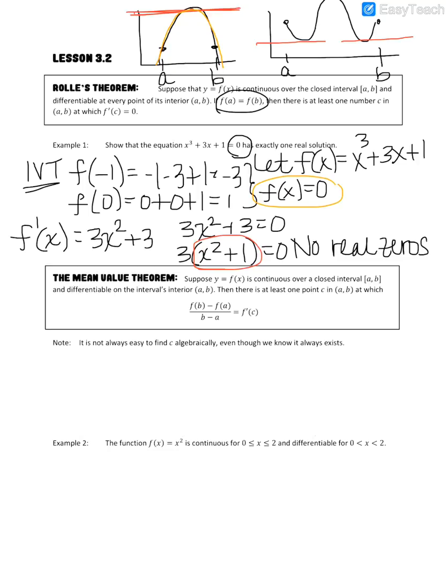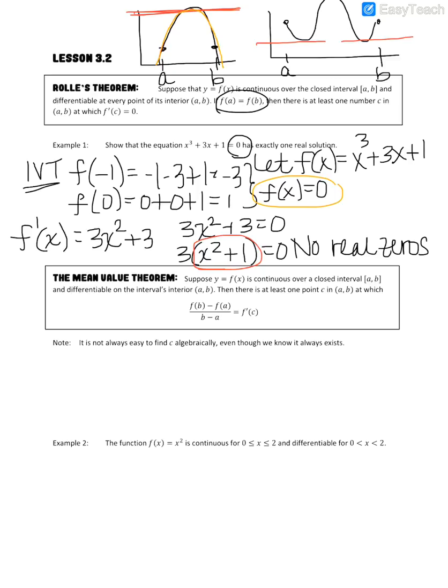The next theorem is the mean value theorem. It says, suppose y equals f of x is continuous over a closed interval a to b and differentiable on the interval's interior a to b. Then there is at least one point c in (a, b) at which f of b minus f of a over b minus a is equal to f prime of c.